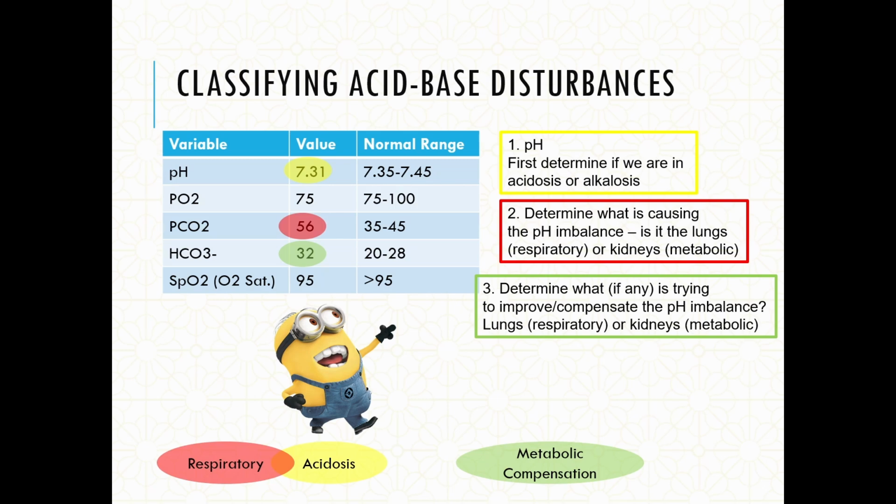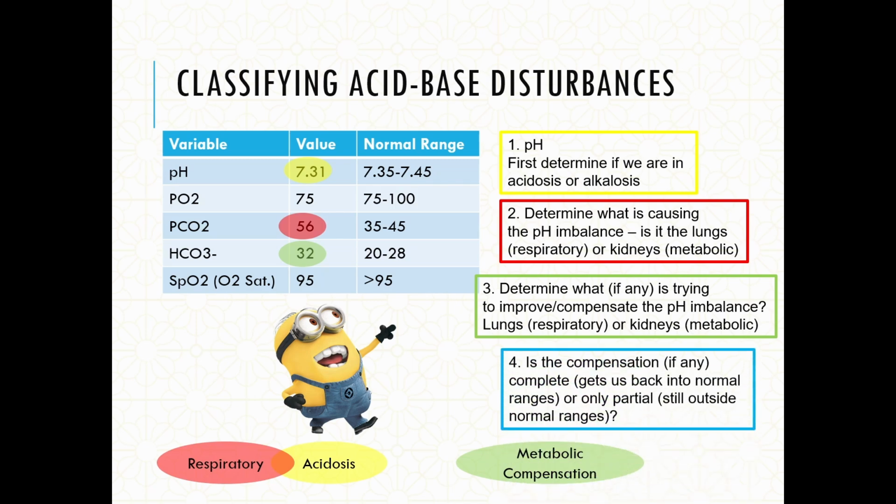The last thing we need to check for is whether this is a partial compensation or a complete compensation. Now, the way that we check for that is, has the compensation been successful or not? Because if it was successful in doing its job, it would have been able to bring the pH back into the normal range, which it has not been able to do. So it's not a full compensation, it's a partial compensation.